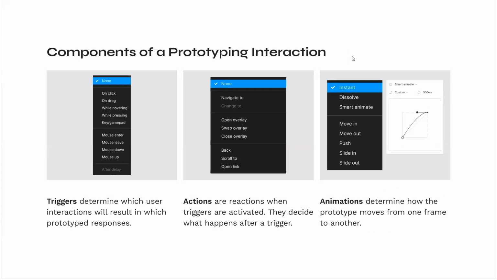So there's three components of a prototyping interaction. The trigger is going to determine how user interactions will result in which prototype responses. The actions are going to be the reactions of when the triggers are activated. So they decide what happens after a trigger. And the third one, animations, are going to determine how the prototype moves from one frame to another.